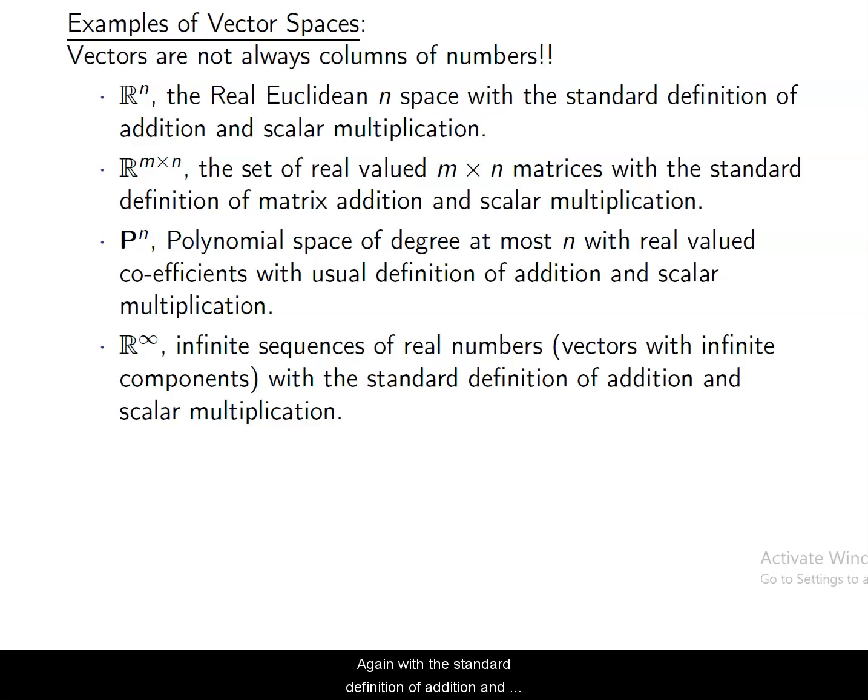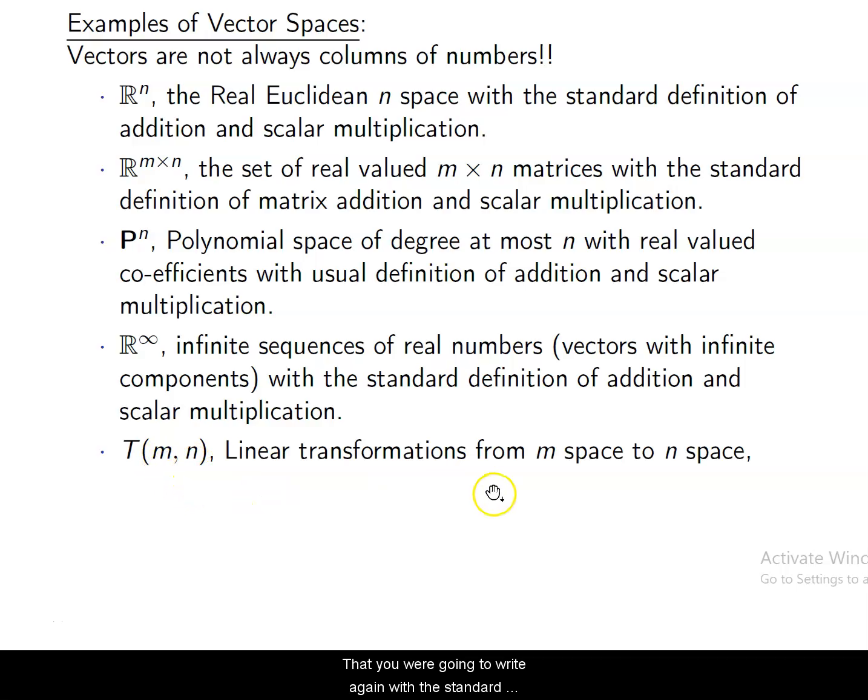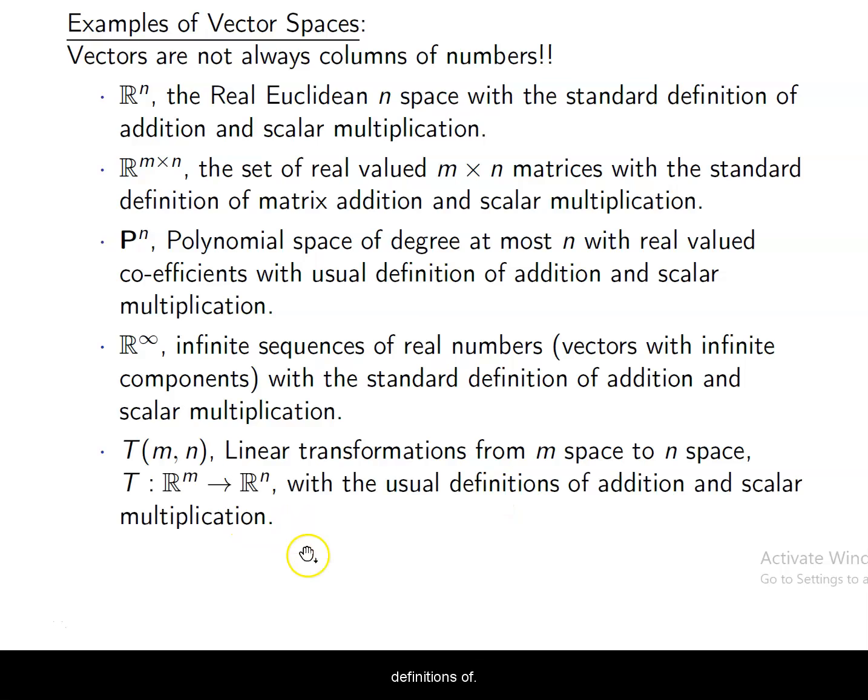Again, with the standard definition of addition and scalar multiplication. Okay. Here T_MN is the set of all linear transformations from R^m to R^n. So it's giving you the dimension of the space you're going from and the one you are going to, right? Again, with the standard definitions of addition and scalar multiplication, these are also vector spaces, right?